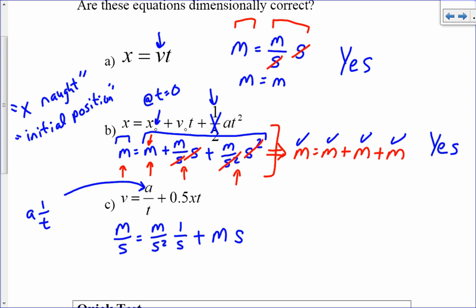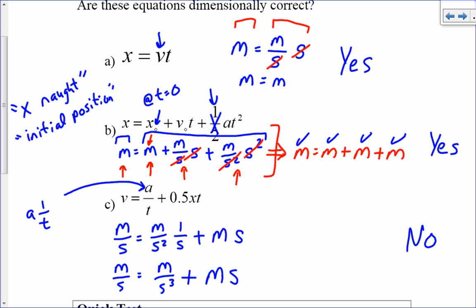So you can probably see right now, I'm going to do a little simplification, but you can probably see that the units here don't match up. So I have meters per second here. I have meters per second cubed, and then I could just stop right there and say, no, this is not dimensionally correct, plus meters times seconds. So in none of these cases do they match up.